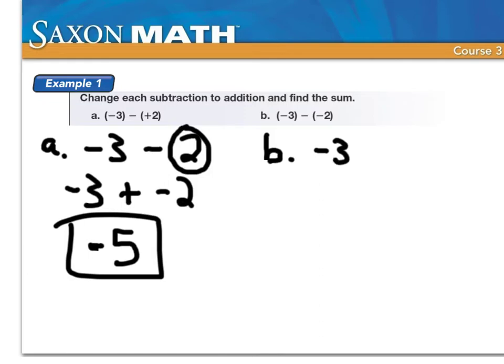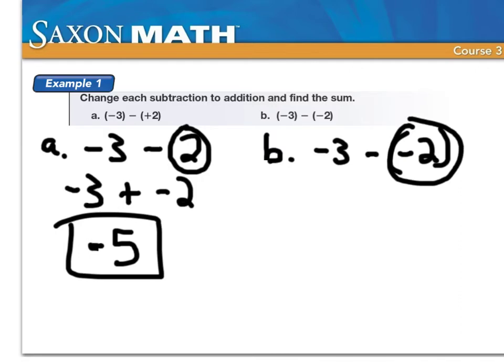Okay, and then for B, same thing. We'll start negative 3 minus negative 2. Okay, we're going to write this negative 2 in parentheses just because otherwise it'll look like minus minus. So we want to make sure we know it's minus negative 2. First thing is to circle the number you're subtracting. Well, if I read this, it says negative 3 minus negative 2. So I'm taking away negative 2.